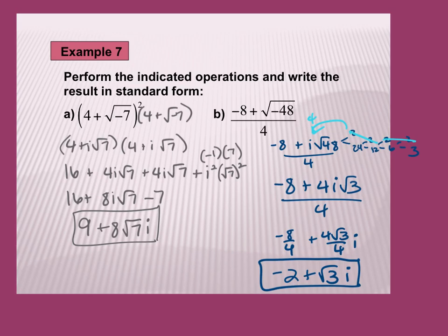Raise your hand if you got A right. Okay, good. B, you've got to take out the negative, making it i root 48. Break down the 48, which is 4 root 3. And then split them and simplify it. So it would be negative 2 plus root 3 i.